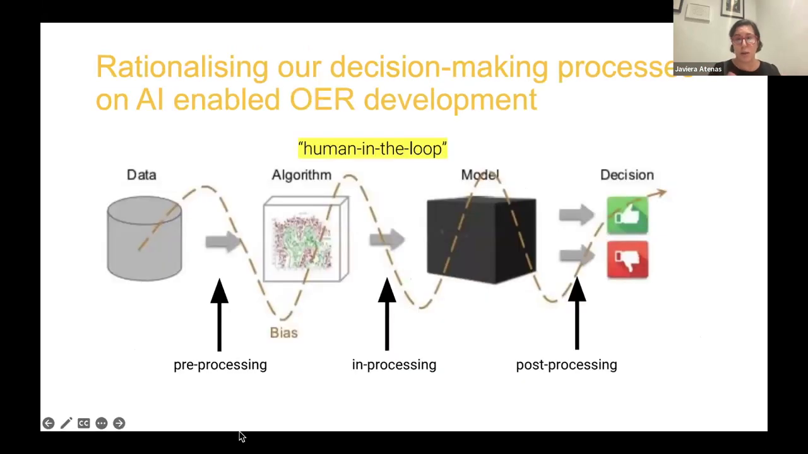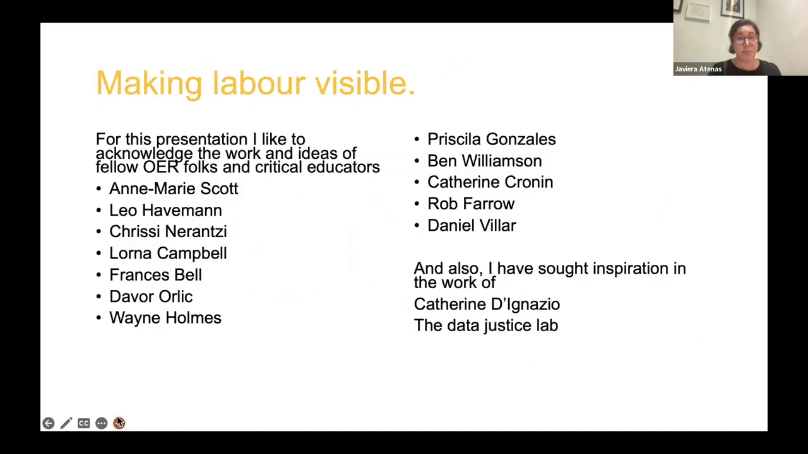So we need to keep the decision-making processes. We need to be very aware of our own decision-making processes. We need to make sure that we understand the data, the algorithms, the modeling, and we decide at the end of the day, we make a conscious decision whether we're going to use that resource, we're not going to use the resource, we're going to amend it, we're going to criticize it, we're going to look into it. But the outcome needs to be very, very rationalized.